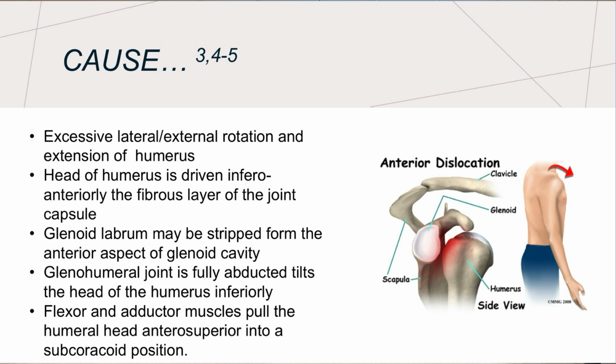This may tear the capsule and dislocate the shoulder anteriorly to the infraglenoid tubercle. The flexor and abductor muscles of the glenohumeral joint usually pull the humeral head into a subcoracoid position, which means the head of the humerus is located beneath the coracoid process of the scapula. Long story short, the head of the humerus ends up dislocated anteriorly.